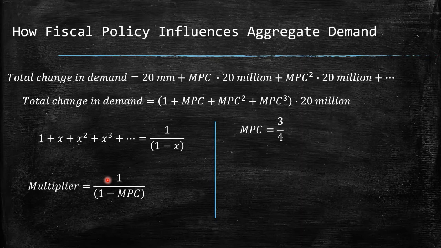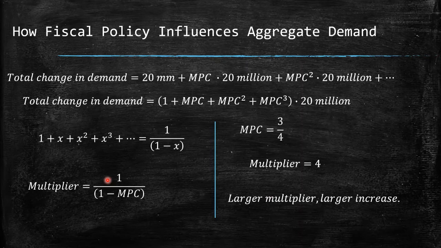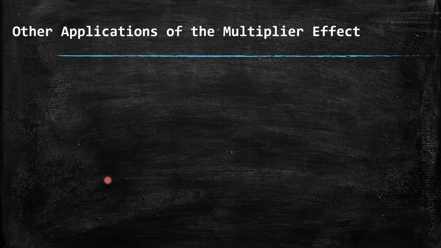When we have an MPC of 3/4, we are expecting a multiplier of 4. So if the government spends, for example, $4, and you multiply by 4, you're going to end up with a real increase of GDP of 4 times 4, 16. The larger the multiplier, the larger the increase.